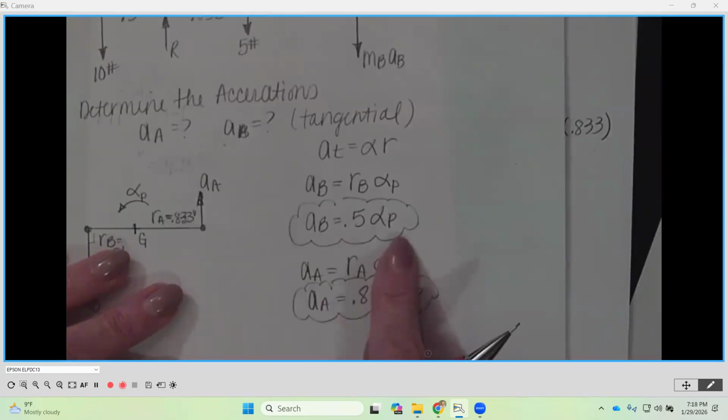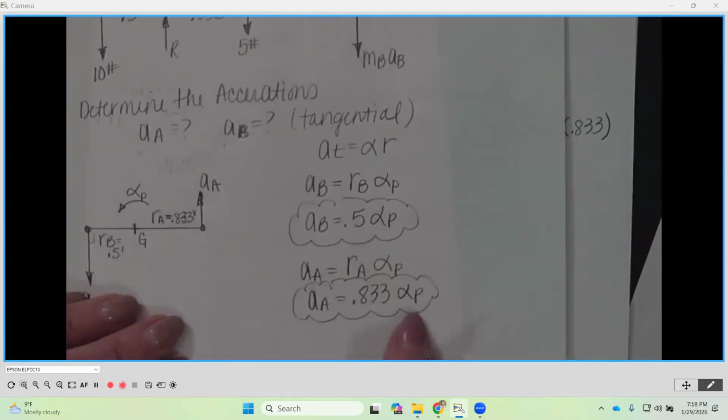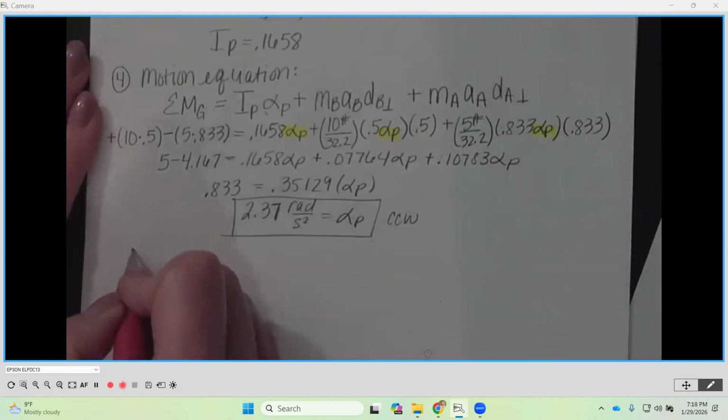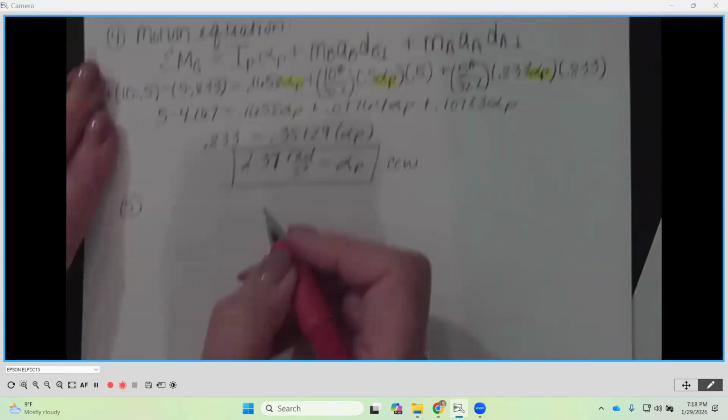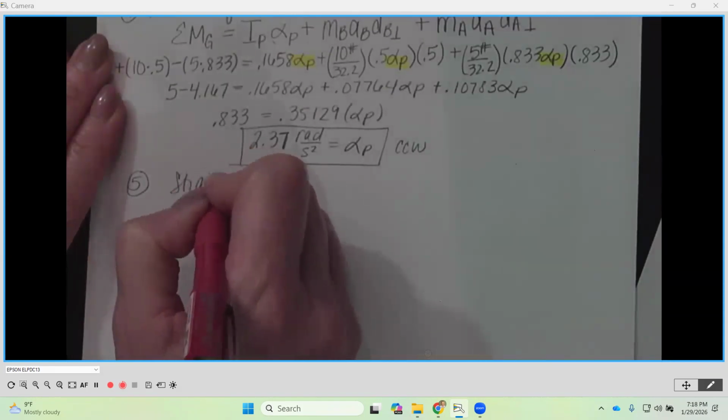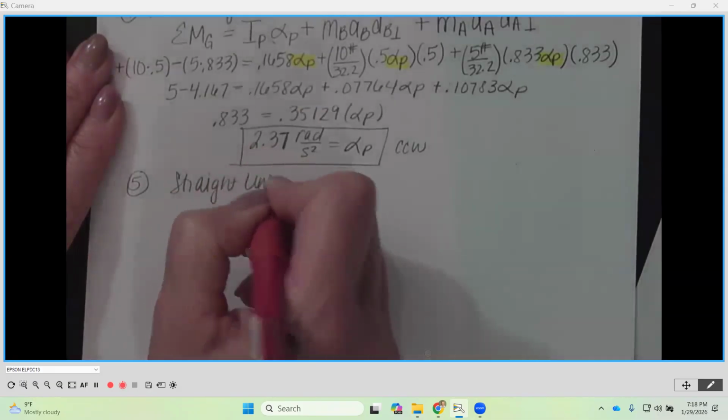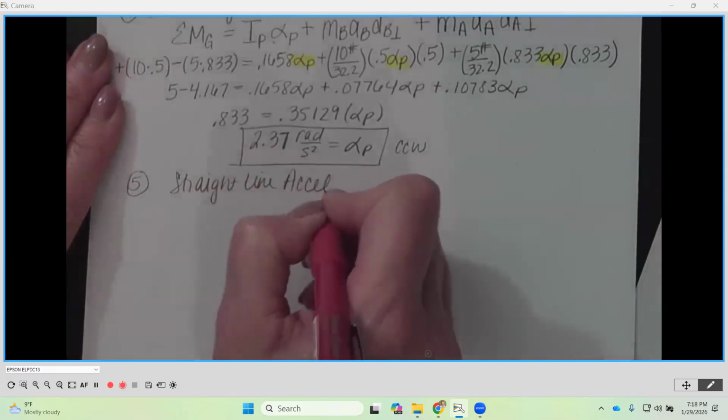So now we're going to use that value down here on that first page. We calculate those straight line values. So we're simply going to take 0.5 times that angular acceleration and then 0.833. This is going to be step number 5. We're going to get those straight line accelerations.